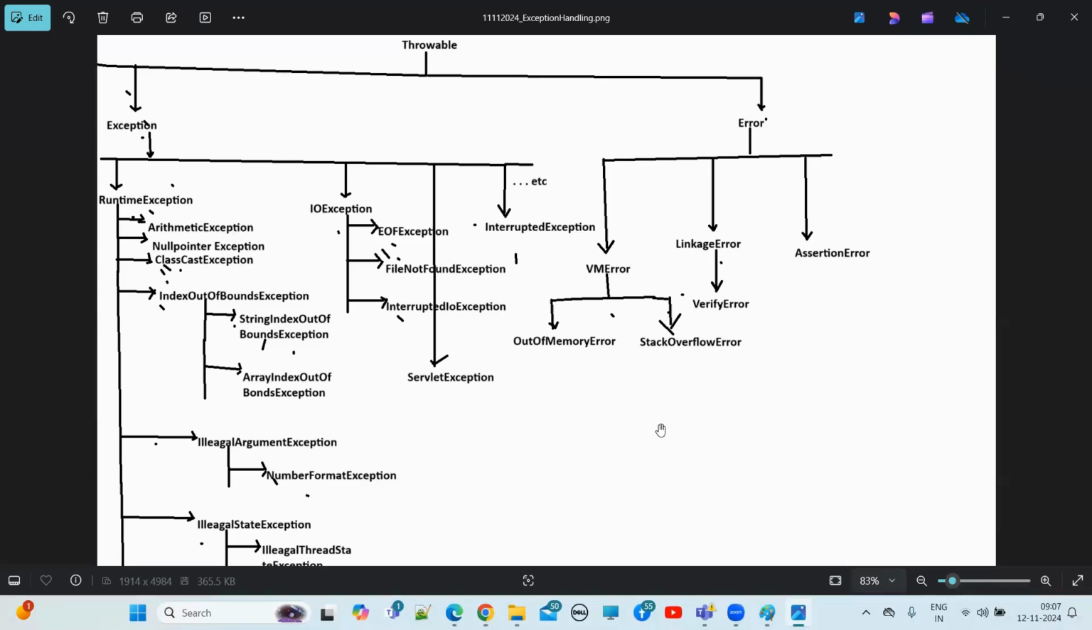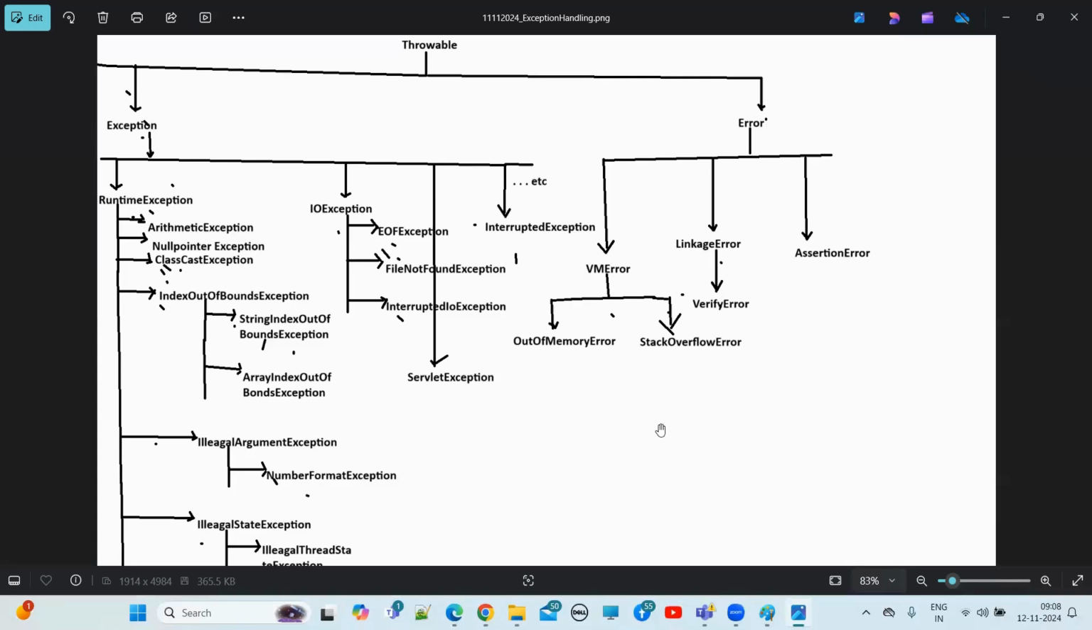For checked exceptions, who will check, guys? The compiler will check. If you are writing any checked exception related code, the compiler is checking. Why? For smooth execution of the program at runtime. Hope you people are clear on this.